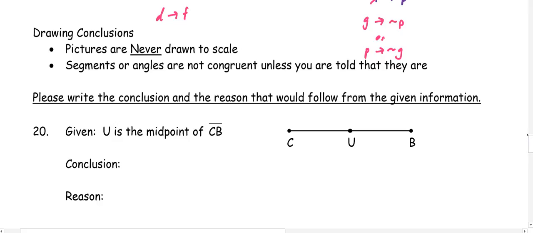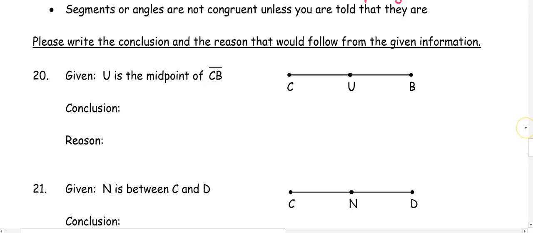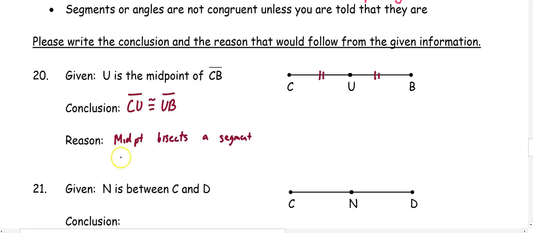Draw conclusions. Remember that pictures are never drawn to scale, and that segments and angles are not congruent unless you are told otherwise. So let's see what conclusions we can use based on what we're given. So U is the midpoint of CB. So remember from Unit 1, a midpoint bisects a segment into two congruent parts. So we can say as our conclusion that CU is congruent to UB, and our reason is a midpoint bisects a segment into two congruent parts.